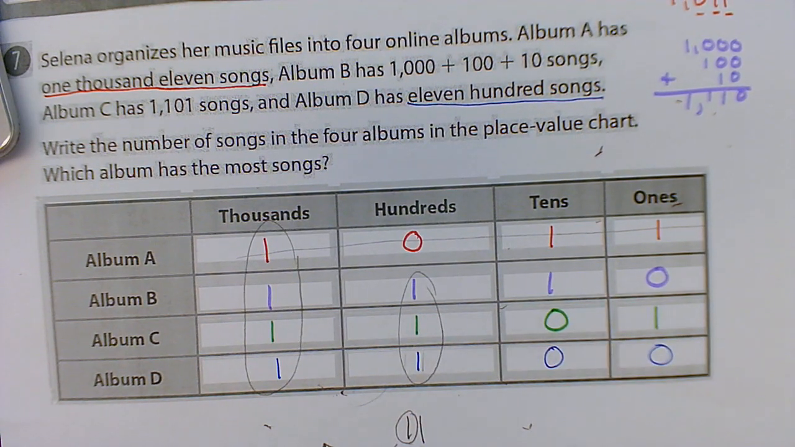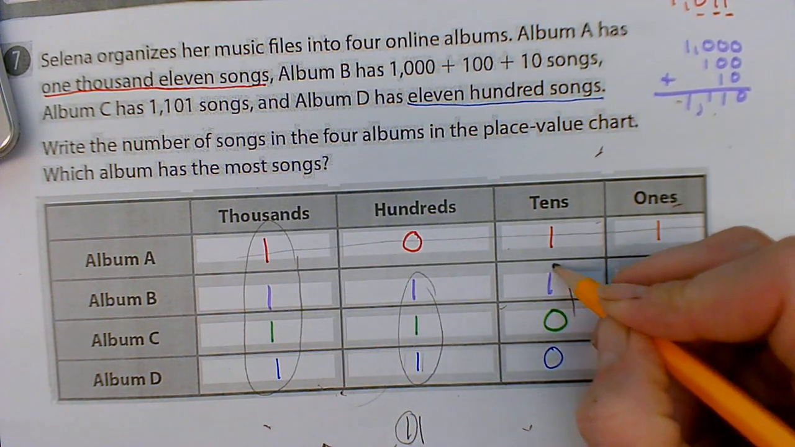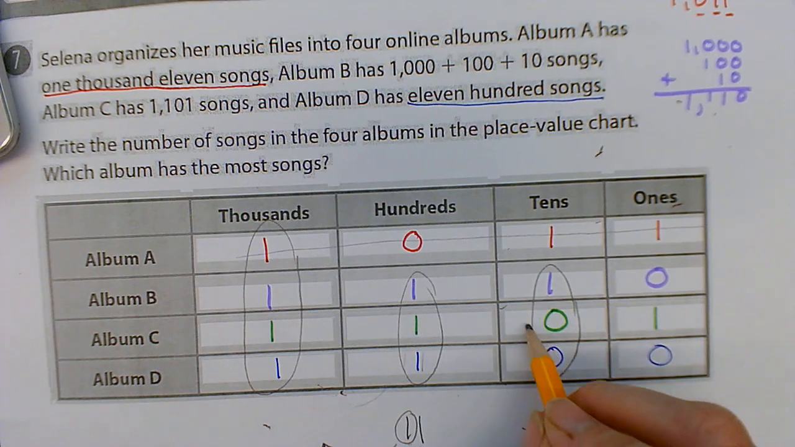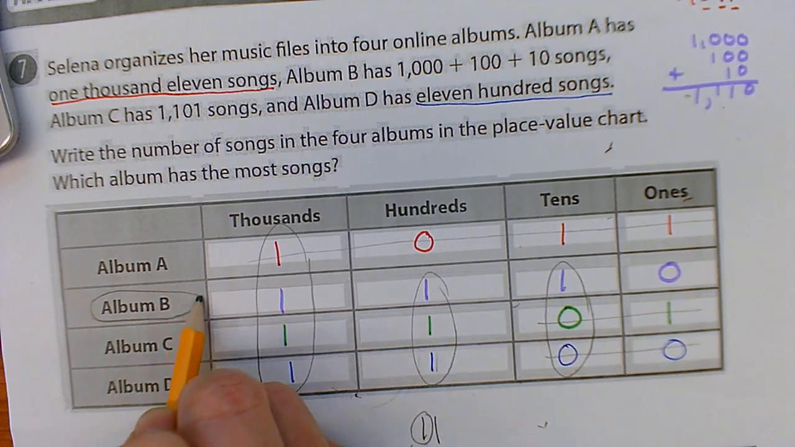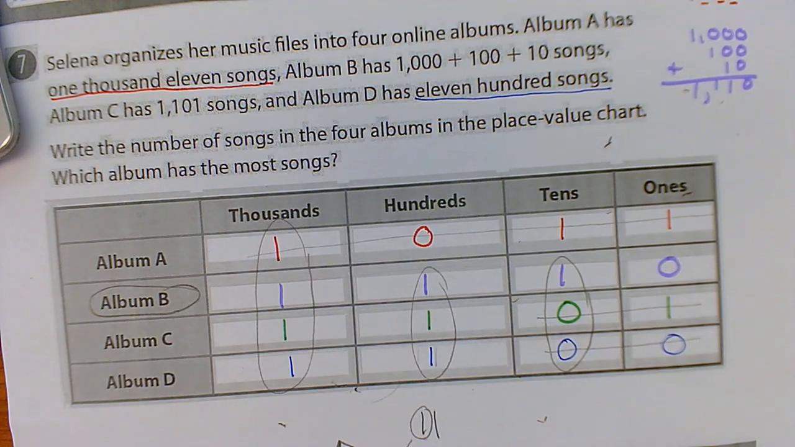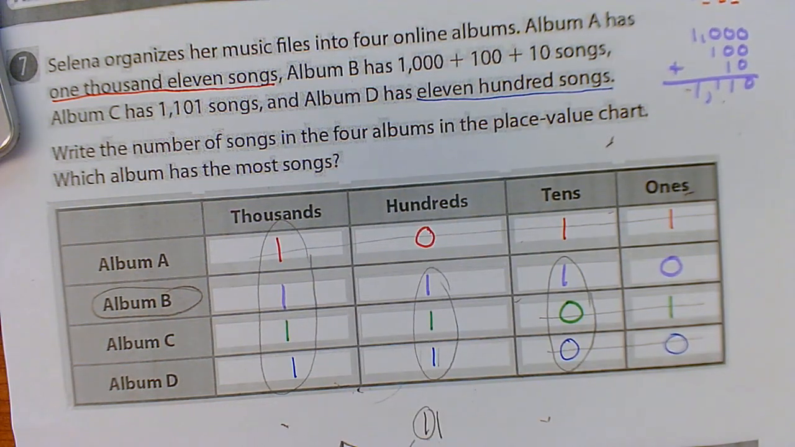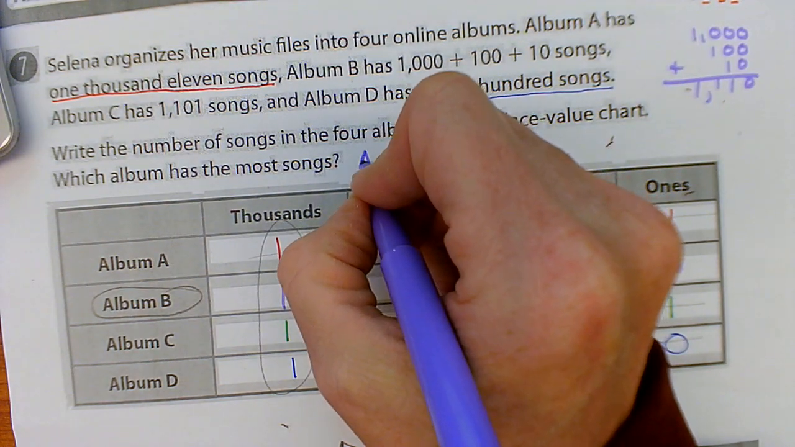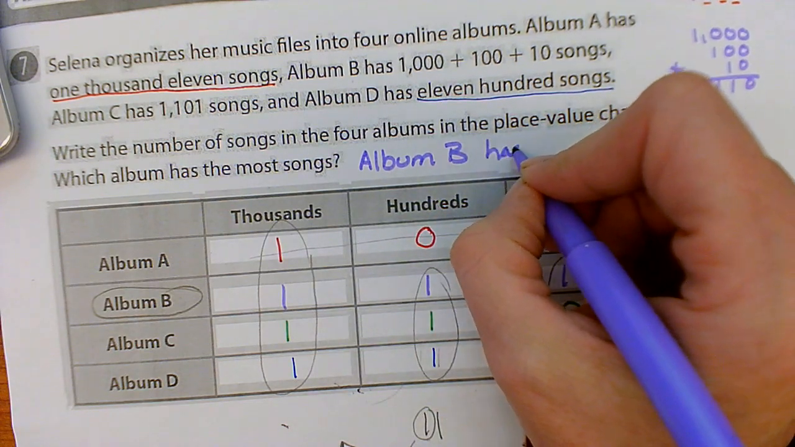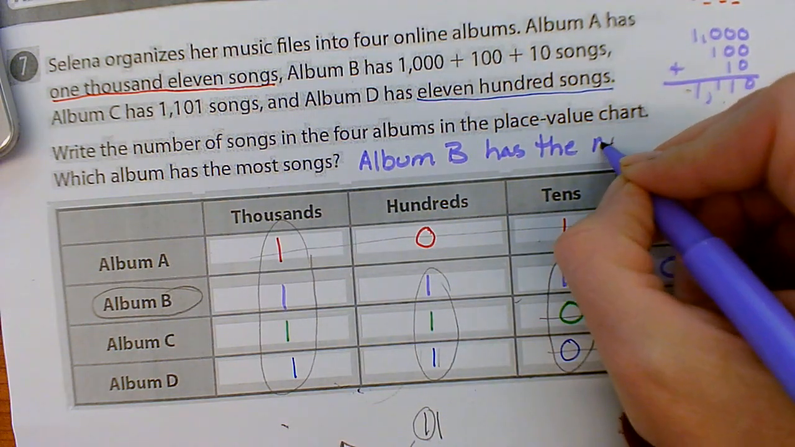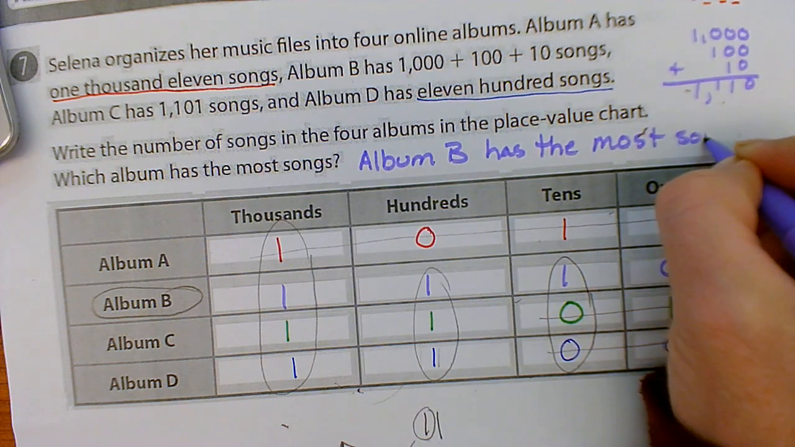Now I'm going to go move one over and compare them. And when I compare the 3 that are left, these 2 are now gone. So this one has the greatest. So album B has the most songs. And that's what you would have to write. So I'm going to write, let me do it in the color that I used for album B. So I'm going to write album B has the most songs.